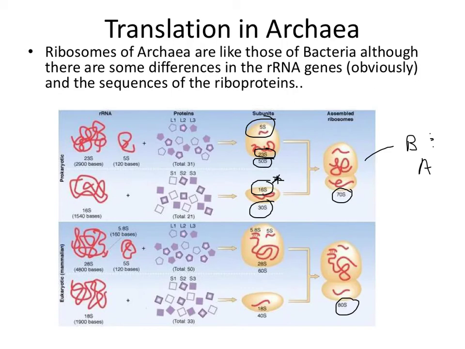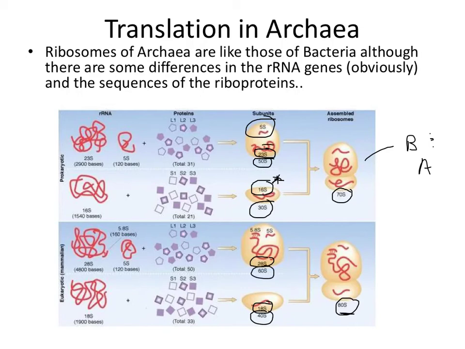In contrast, eukaryotic ribosomes are larger, and they have an 18S and a 40S in their small subunit. That's comparable to the 16 and 30 in a bacterial or archaeal cell. They also have one extra piece of ribosomal RNA. So they have the 28S and the 60S.